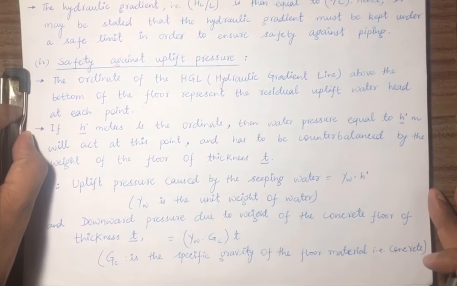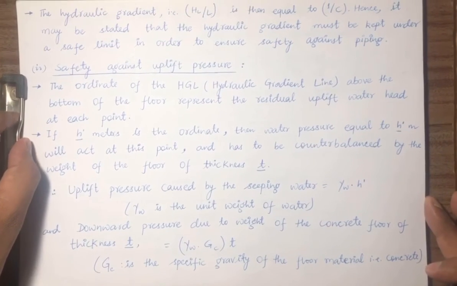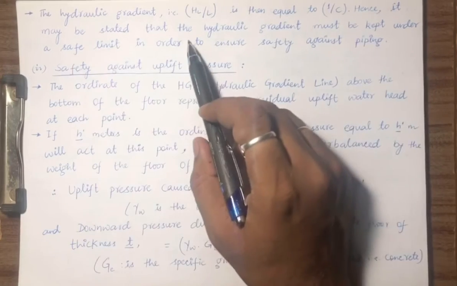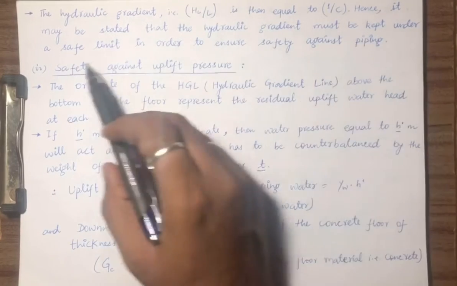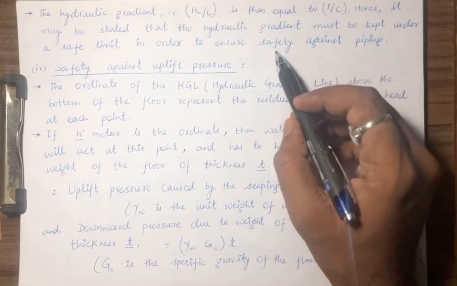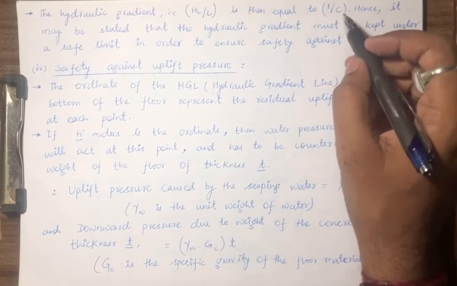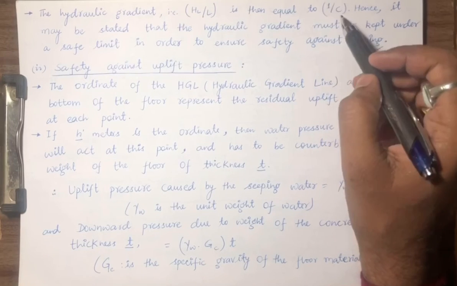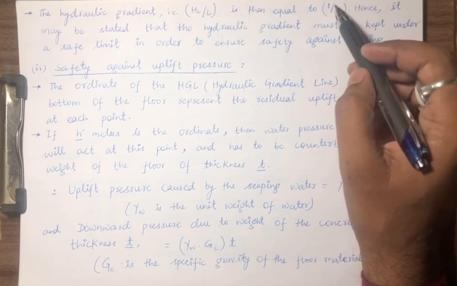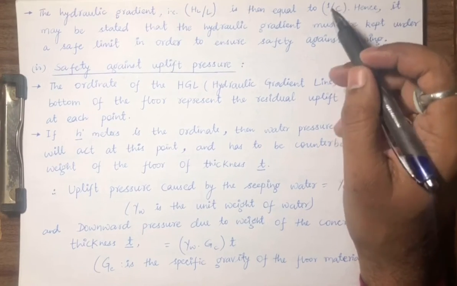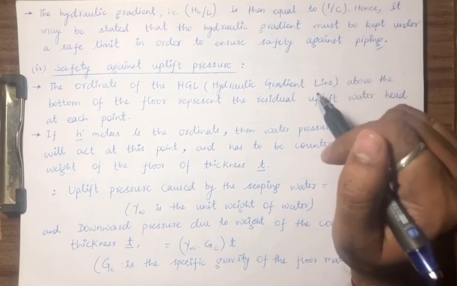So the hydraulic gradient, that is HL by L, is then equal to 1 by C. Hence it may be stated that the hydraulic gradient must be kept under a safe limit in order to ensure safety against piping. If we limit the hydraulic gradient to less than 1 by C, then we can say, according to Bleek's theory, that this structure is safe against piping.